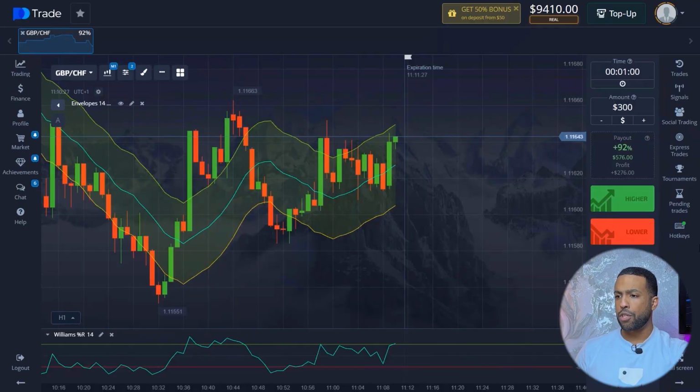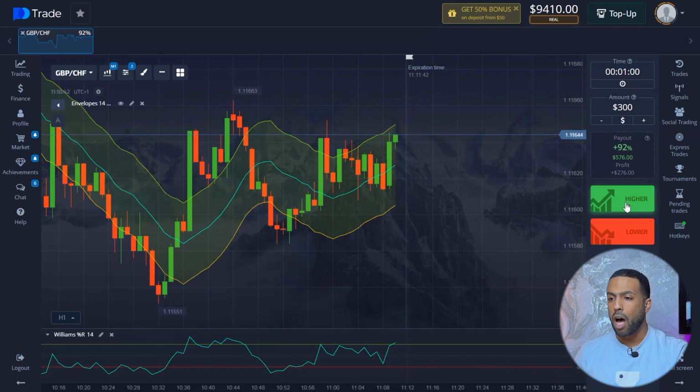And without further ado, let's move on to PocketOption and start our today's trading session. So straight on, you see on the chart the British pound and the Swiss franc currency pair, and the time frame is equal to 1 minute. And I'll use two indicators for technical analysis today: the envelope indicator and the Williams R%.